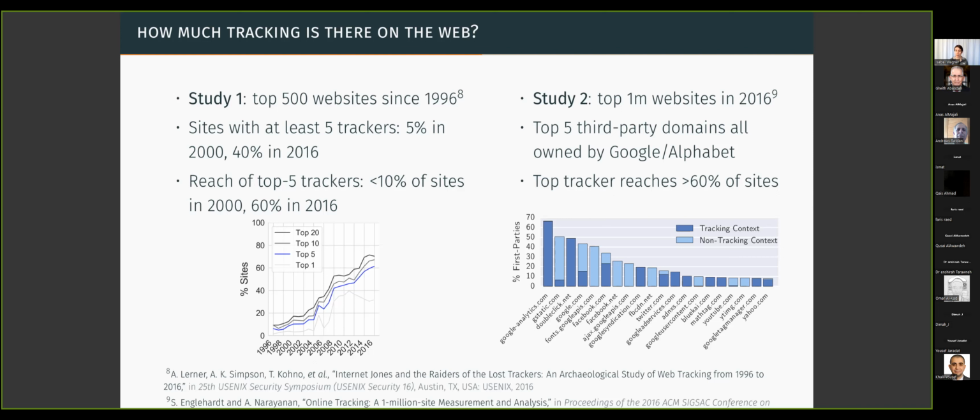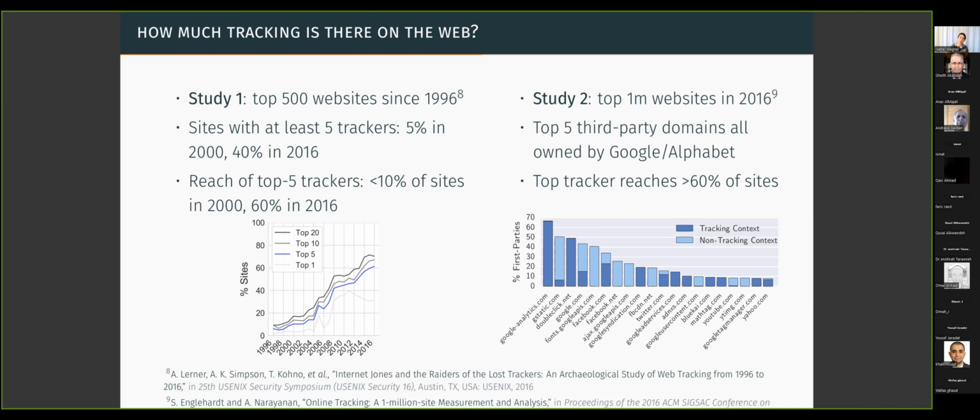And that's quite a big percentage. On the right-hand side, it was a bigger study, but only focused on one point in time. So they looked at 1 million websites. What they found is also interesting. They found basically the top 5 third-party domains embedded in websites. They all belong to Google. And in their case, the single most powerful tracker was Google Analytics, which was embedded in over 60% of websites. So essentially allowing Google quite a detailed look at what individual web users do all day long on the web.